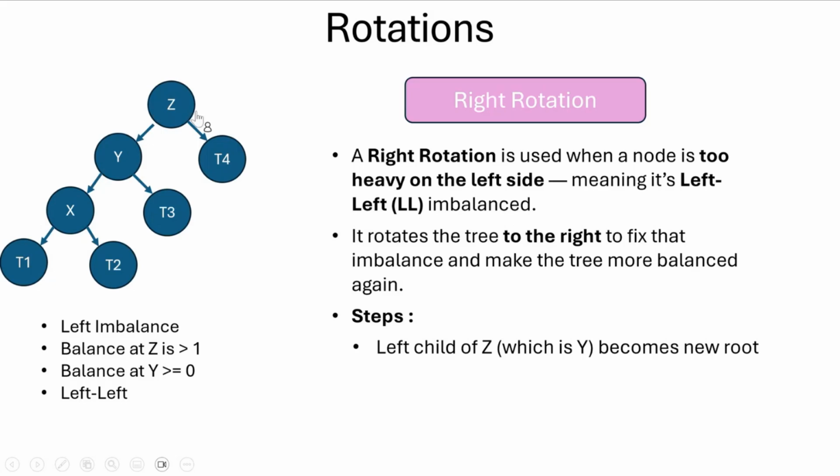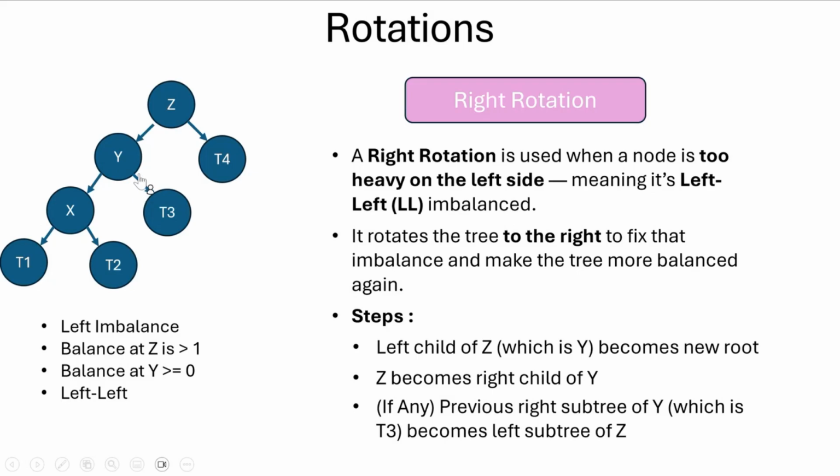So the left child of Z becomes the new node and Z becomes the right child of Y. Why? Because Z is greater than Y. So where will Z go? Z will become the right child of Y to make sure that the binary search tree property is maintained. But then what happens to the right child of Y? Because Z became the right child of Y, the previous right child of Y, T3, will become the left child of Z. Because if Y becomes root, T3 is greater than Y, so it needs to be on the right side. But T3 was less than Z previously. That's why T3 will become the left child of Z. So it is the standard right rotation logic, which we had covered in our previous videos.